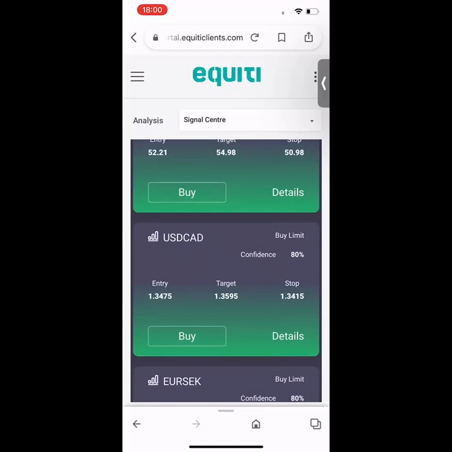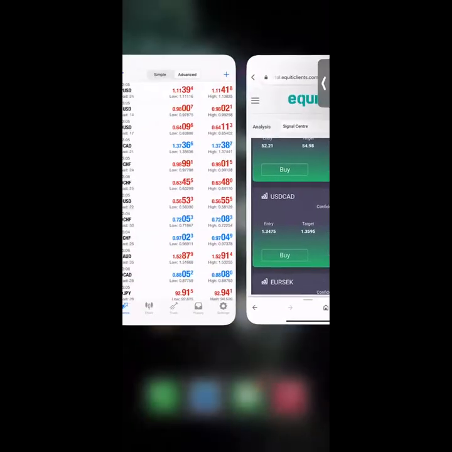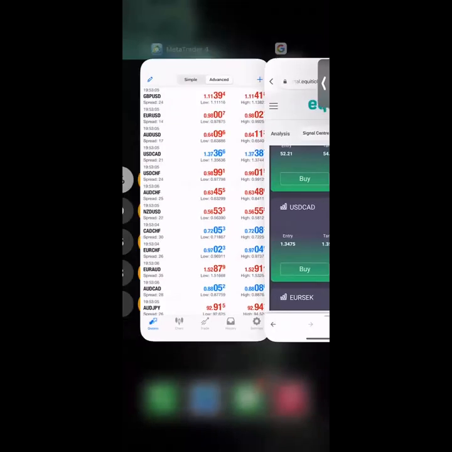This is the entry at 1.3475 and the stop loss is at 1.3415. How many pips is that? We can go over and calculate that. So let's quickly take help from the calculator.